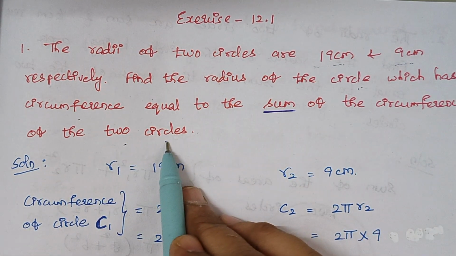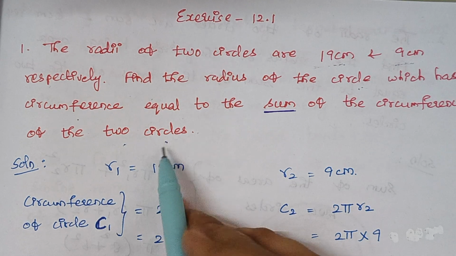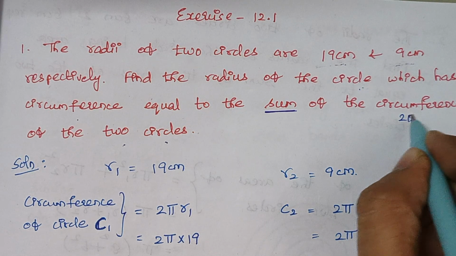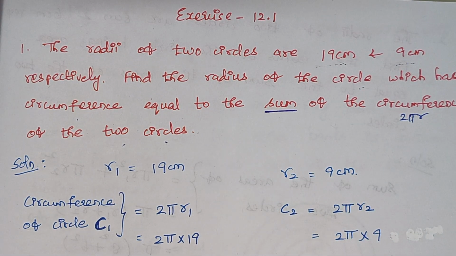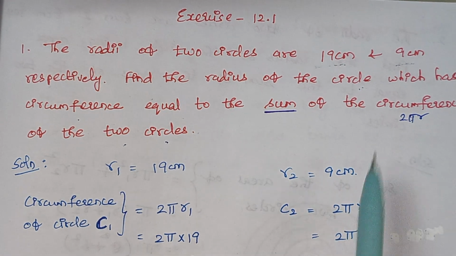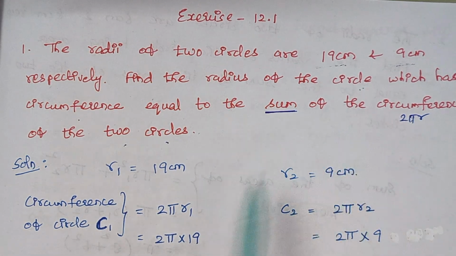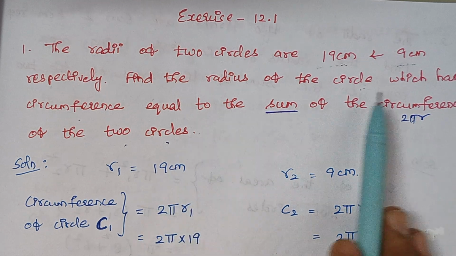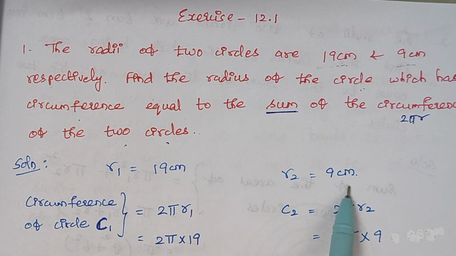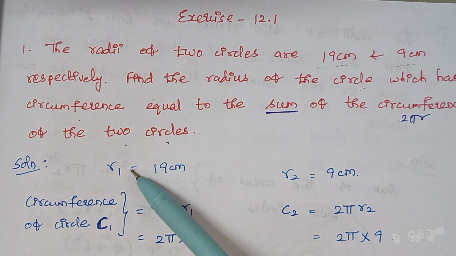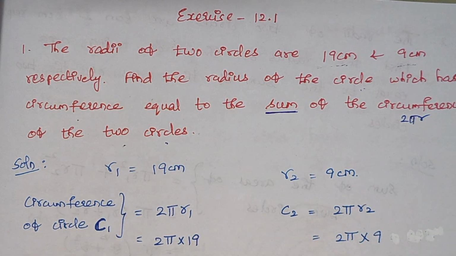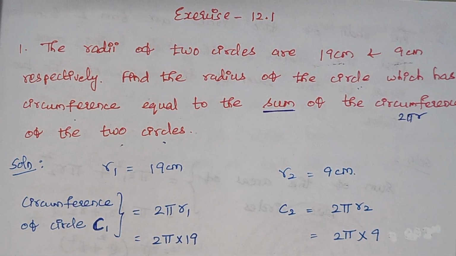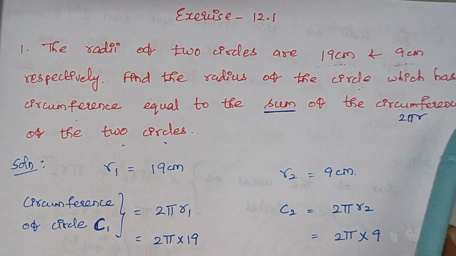This is our first priority. So what is the formula for circumference? Circumference is given by 2 pi r. In this problem, let R1 be 19 centimeters and let R2 be 9 centimeters, that is, the radius of the first circle and the radius of the second circle. We are going to find the circumference because we have to find the sum of the circumferences.